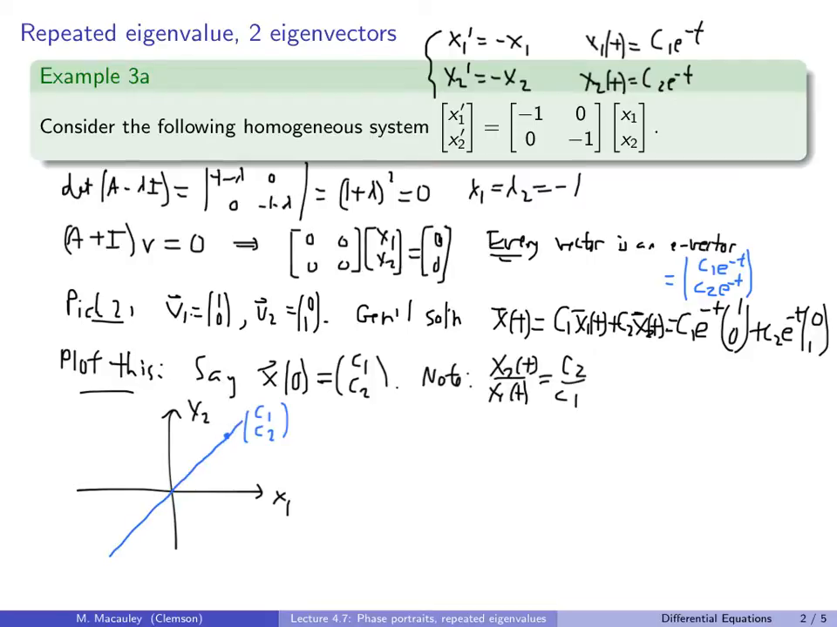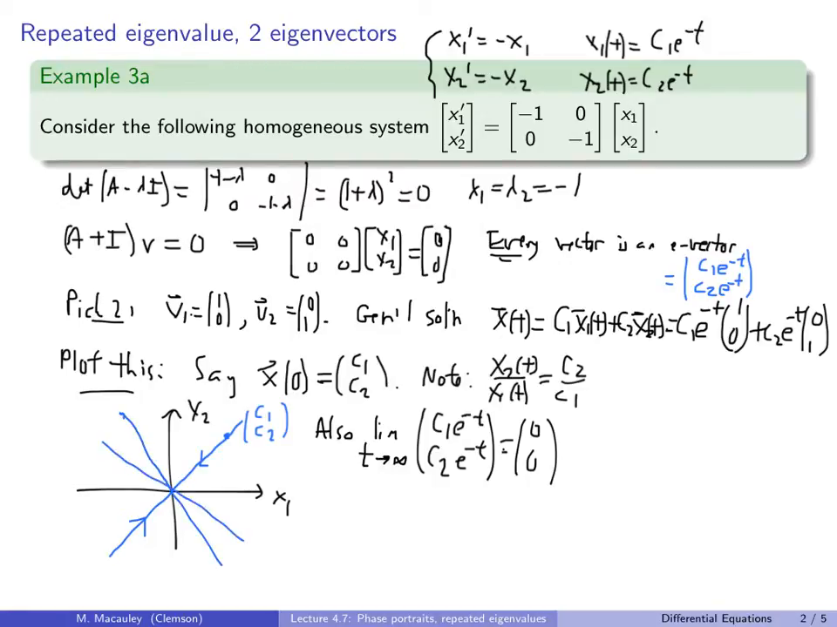And also the limit as t goes to infinity of x of t, which is c1 e to the minus t, c2 e to the minus t, is 0, 0. So that means that if we start at this point, we're going to be diving into the origin like that. If we start at a different starting point, we're going to be diving into the origin like that.